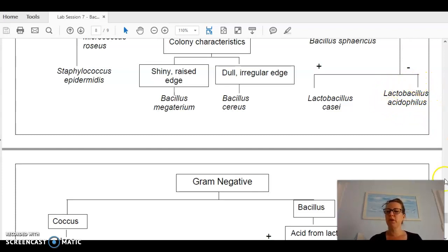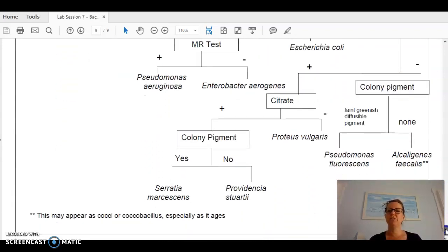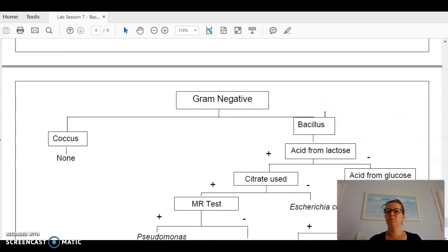Now, if you had started with the gram-negative bacterium, then you start on the next page, okay? And you do the same thing. So citrate, positive for citrate, negative for citrate. Here, acid from lactose, positive and negative. Okay? So I know it's a lot to take in.